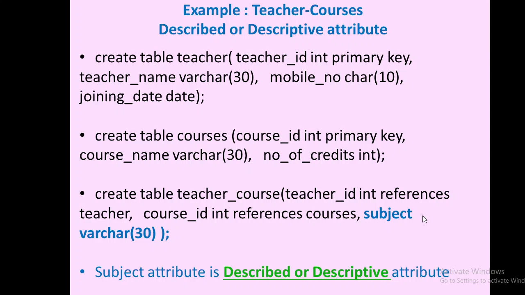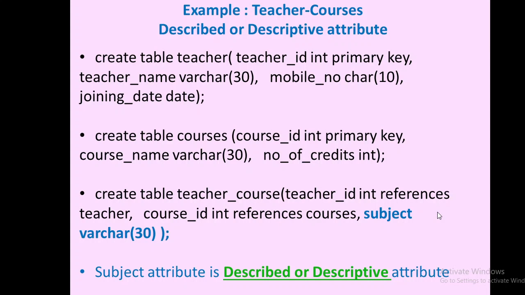We will see the importance and need of described or descriptive attribute in the third table. Already we have created the three tables, teacher, courses and teacher course, which is a relationship table. We will insert one more field in the third table, which is called subject, and it is a described or descriptive attribute. Why have we inserted this attribute in the third table?